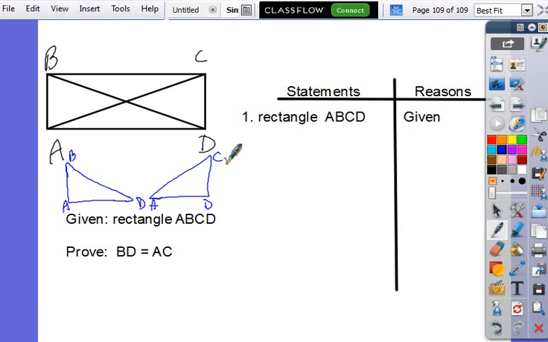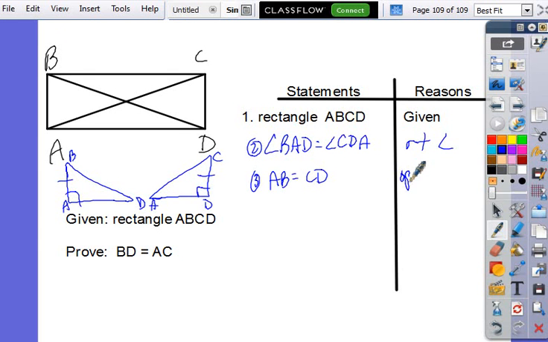What do I know about rectangles? Right angles. So I can say that this is a right angle and that is a right angle. I'm going to say angle BAD and angle CDA are right angles because it's a rectangle. All right, what else can I say? I know that AB and CD are equal sides because they are opposite sides. They've got to be equal.